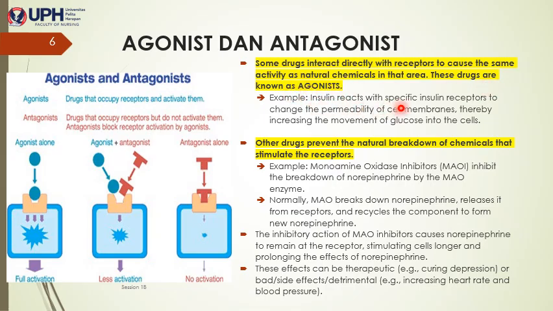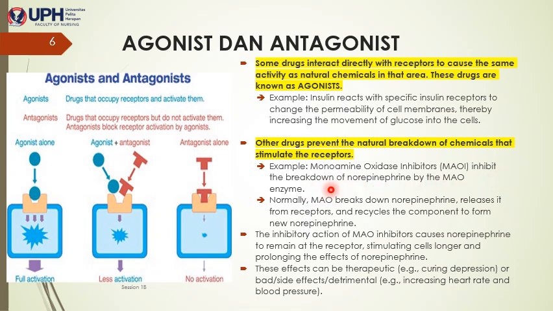For example, insulin will react with the insulin receptor and change the permeability of the cell membranes. That's why glucose will then move into the cells. Other drugs prevent the natural breakdown of chemicals that stimulate the receptors, for example, monoamine oxidase inhibitors.